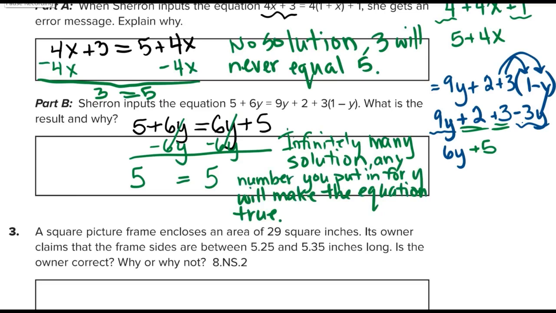So again, any number that you put in for y will make this equation true. The variables were all canceled out, and we're left with a statement of 5 equals 5, which is true. So you could even check it. You could put numbers in for y, and it should make it true every single time. All right, that's it for number 2.